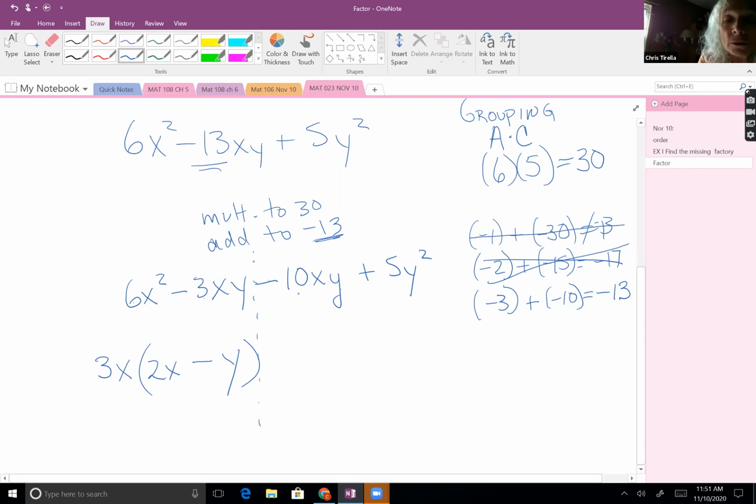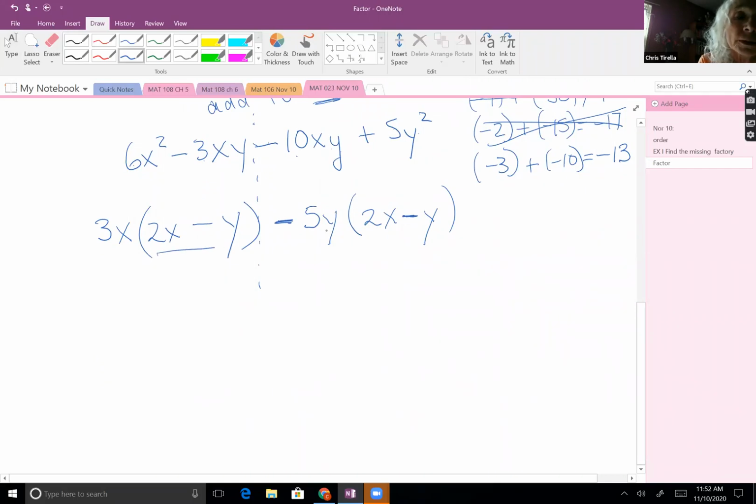Now, the last two, 10 and 5 are both divisible by 5. They both have a y. And again, if this middle one is negative, I'm going to use that negative 5y as my common factor. And so when I think of taking negative 10xy and dividing it by negative 5y, negative 10 divided by negative 5 is 2. Xy divided by y is x. And then positive 5 divided by negative 5 is negative 1. Y squared divided by y is y. I did something right because they both have that 2x minus y in common. My other factor would be 3x minus 5y.